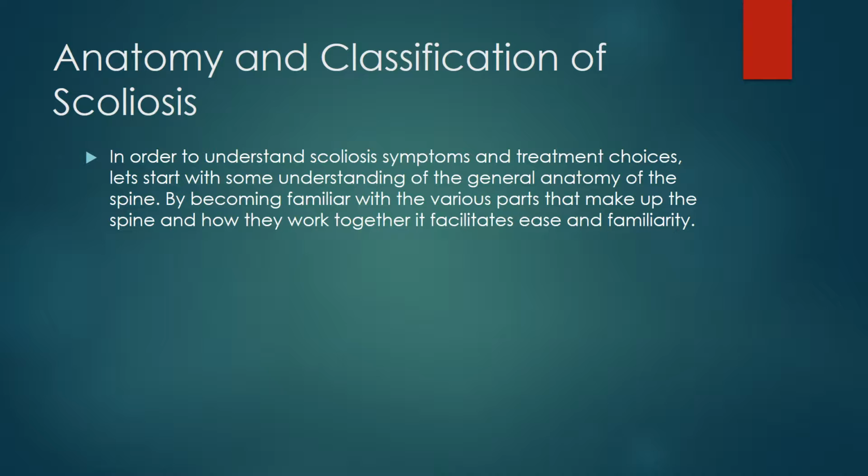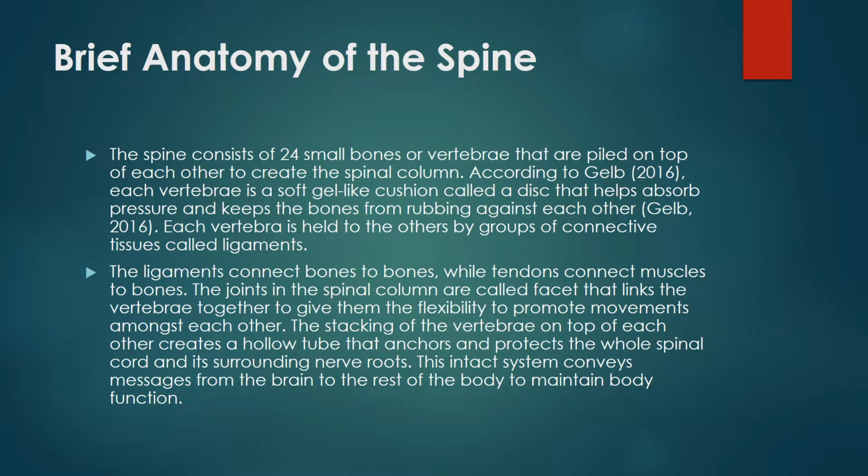Anatomy and classification of scoliosis. In order to understand scoliosis symptoms and treatment choices, let's start with some understanding of the general anatomy of the spine. By becoming familiar with the various parts that make up the spine and how they work together, it facilitates ease and familiarity. A brief anatomy of the spine.